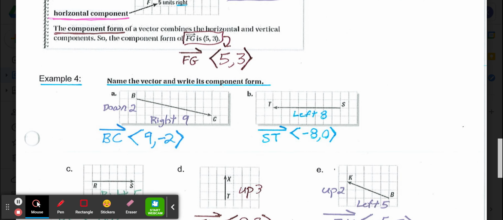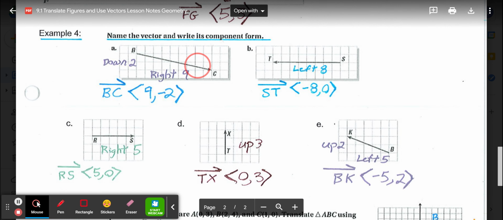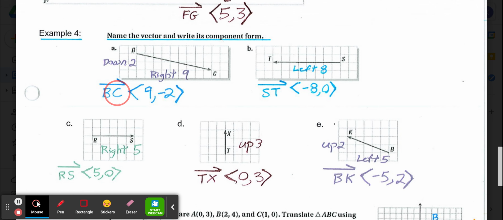So name the vector and write it in component form. So in this case, we have BC. B is the initial point, C is the terminal. So we would write it as vector BC. Initial point first, terminal point second. From B to C, it was right 9, down 2. So our horizontal component always comes first. So right 9 is a positive 9, down 2 is a negative 2.